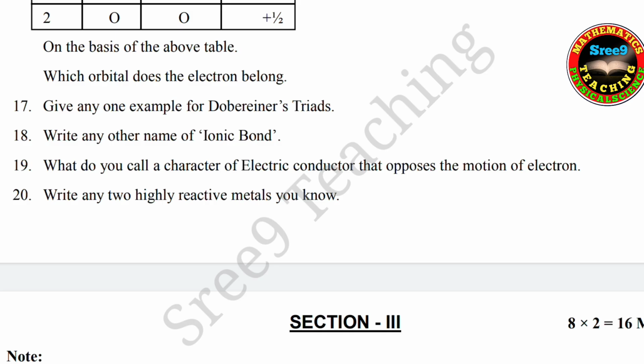Now 17th question. Give any one example for Dobereiner's triads. Dobereiner's theory states that if three elements having similar atomic weights are grouped together, then the atomic weight of the middle element is approximately equal to the average of the atomic weights of the first and third elements, isn't it? Right. Now here the question asks for only one example. Now let us see the answer.